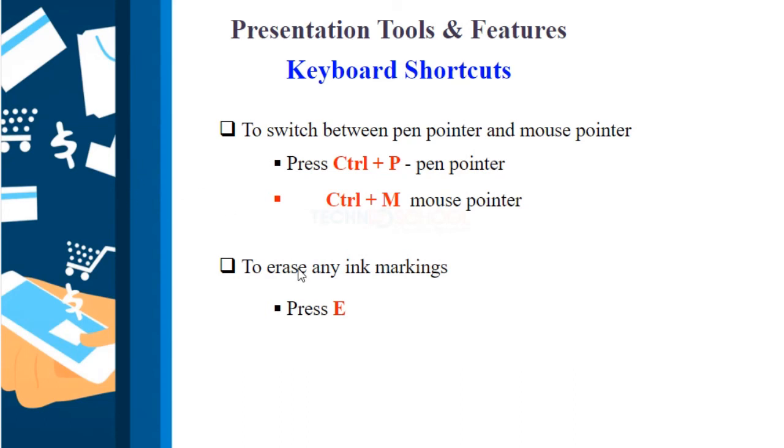Keyboard shortcuts: to switch between the pen pointer and the mouse pointer, we need to press Ctrl plus P for the pen pointer and Ctrl plus M for the mouse pointer. To erase ink markings, we can use the shortcut key E. We just press E.